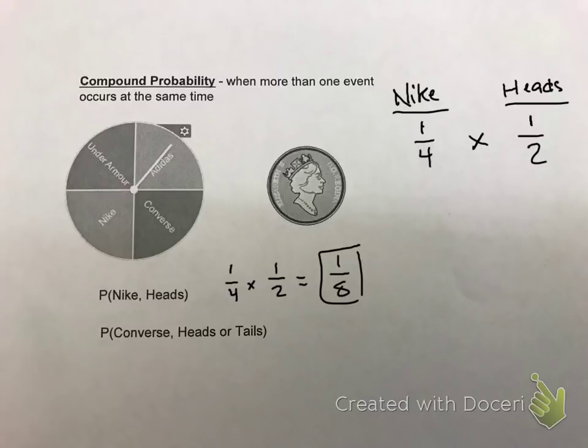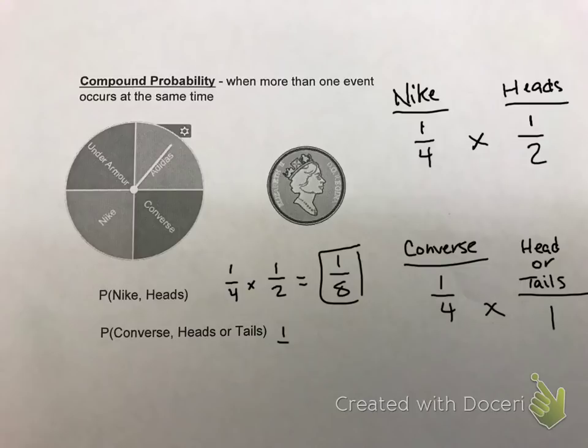Looking at another example, probability for the spinner landing on Converse is 1/4. Probability of the coin landing on heads or tails is 1, because it can only land on heads or tails. So the probability, again, we would have to multiply together. 1/4 times 1 is just 1/4, because anything times 1 is just itself. So the probability of it landing on Converse and then heads or tails is 1/4.